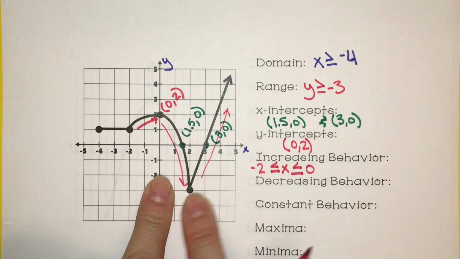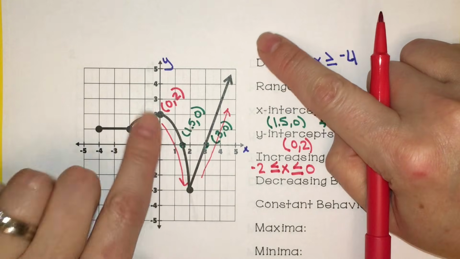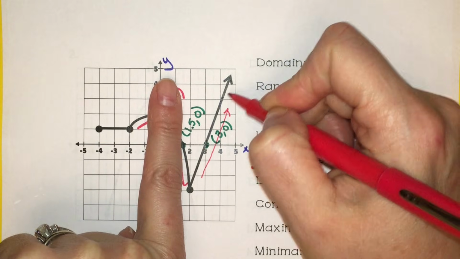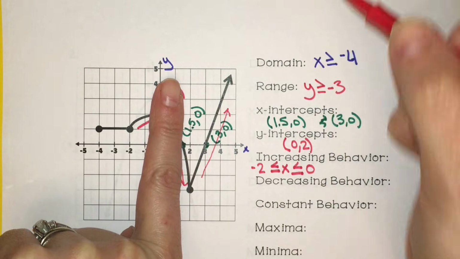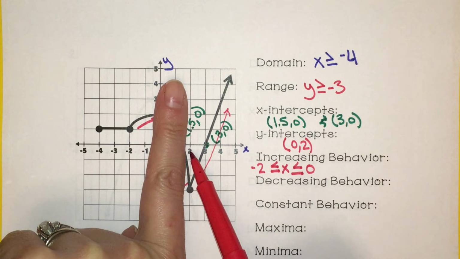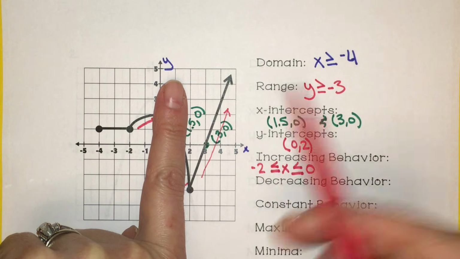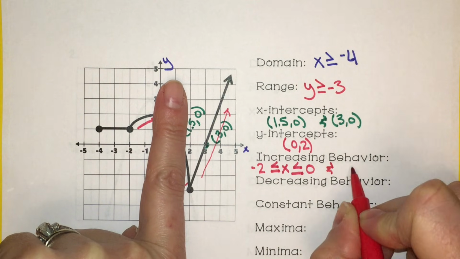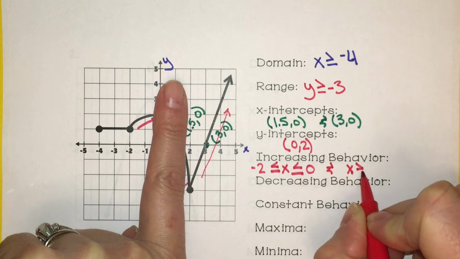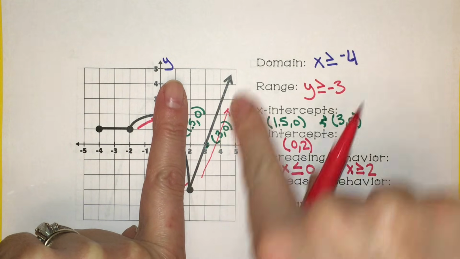All right, this one's going down, but this one's going up again. That arrow means it continues going on forever. So I know that it's also increasing where x is greater than or equal to 2. So we have an "and" where x is greater than or equal to 2 because it's going to keep going on.